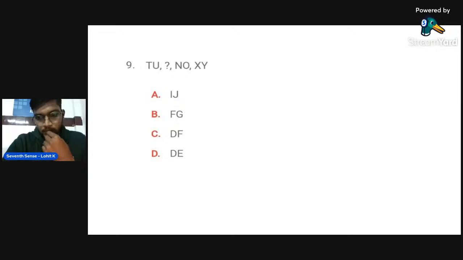Okay. NO plus 8 is XY. Plus 10. Okay, good. Plus 10 is possible. Anyone else? Before you go to the answer, anyone else who wants to answer this?